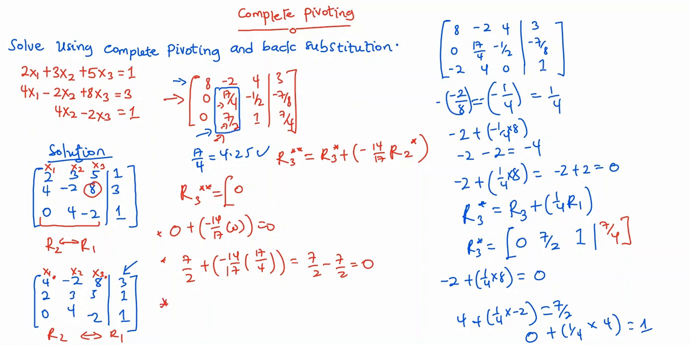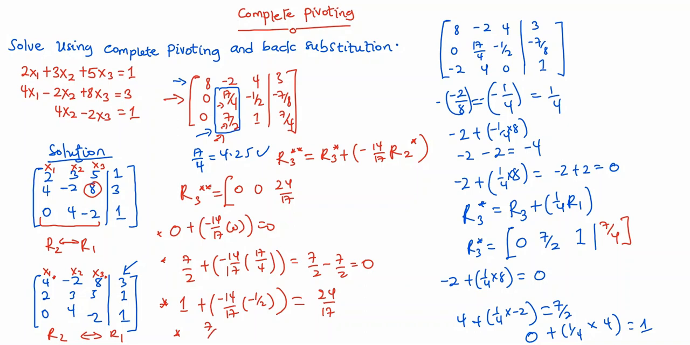Okay, so now let's look at the third entry. For the third entry, I'm going to have 1 plus minus 14 on 17, multiplying minus 1 over 2. So let's see what you are going to get. So we have 1 plus minus 14 on 17, multiplying minus half. This will give us a value of 24 on 17. So we are going to have 0 here and then 24 on 17.